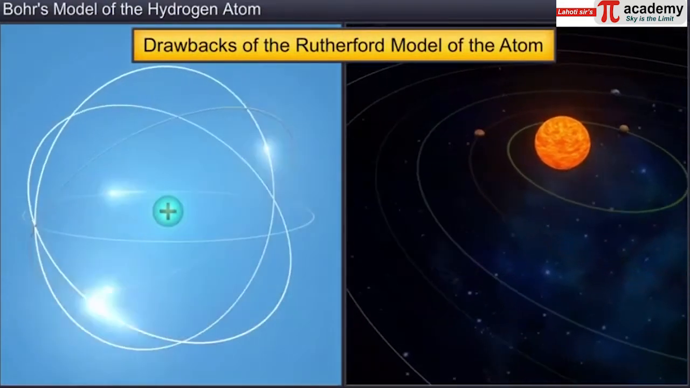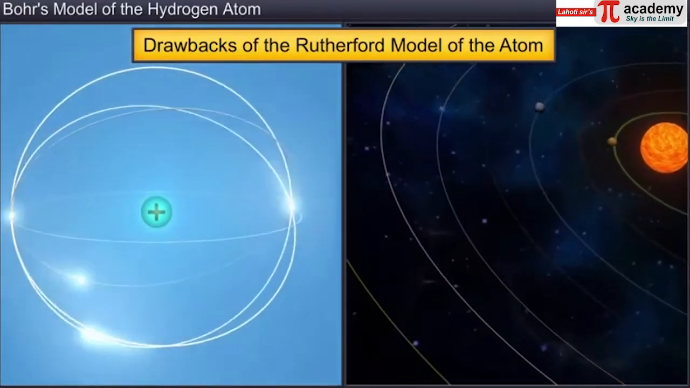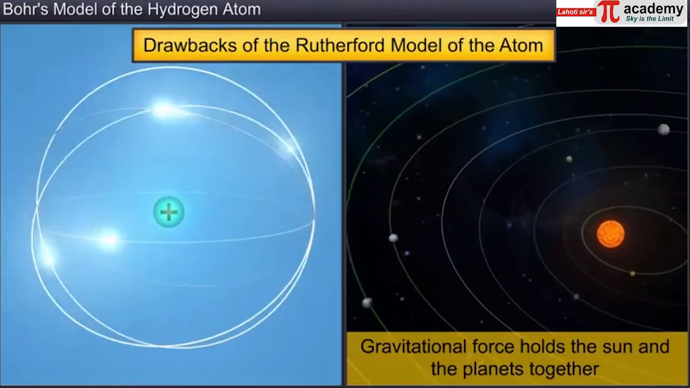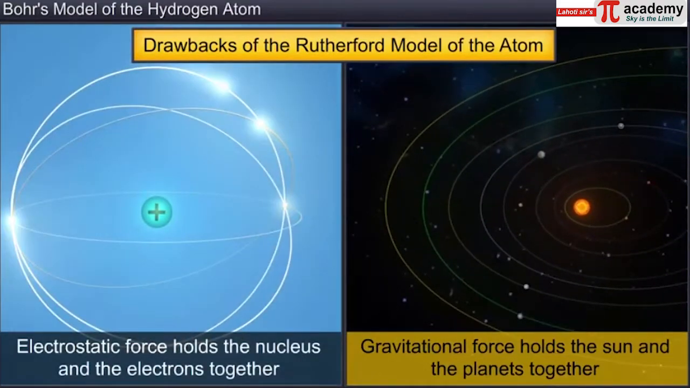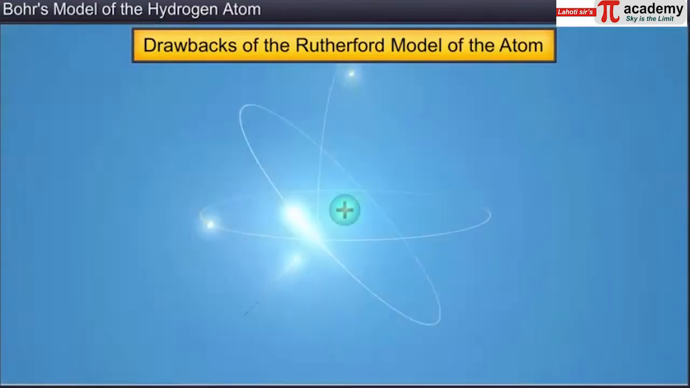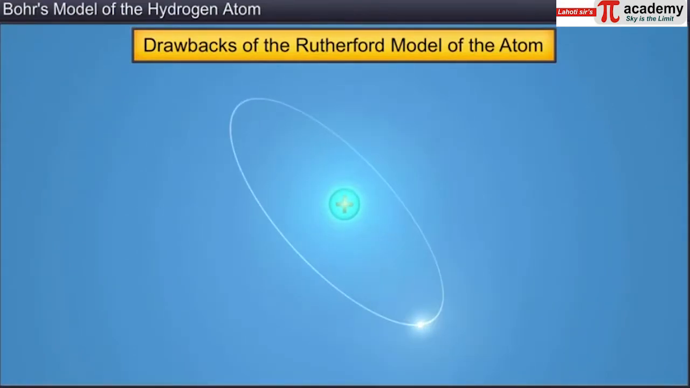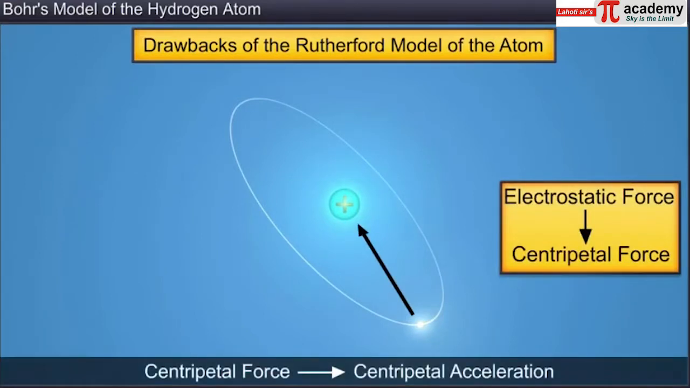It assumes that the system of electrons revolving around the nucleus is similar to that of our planetary system. As the gravitational force holds the planetary system together, the electrons around the nucleus are held by electrostatic force in an atom, which is given by Coulomb's law. The electrostatic force between the electron and the nucleus acts as the centripetal force on the electron, because of which the electron gains centripetal acceleration.